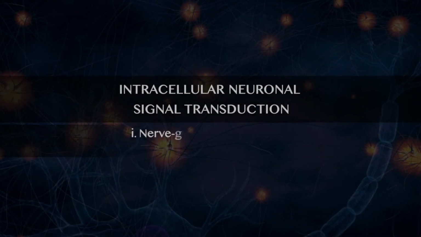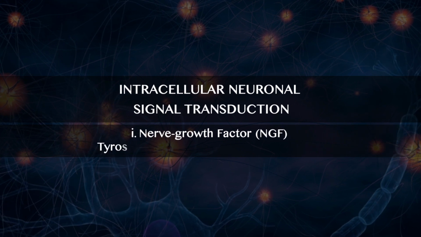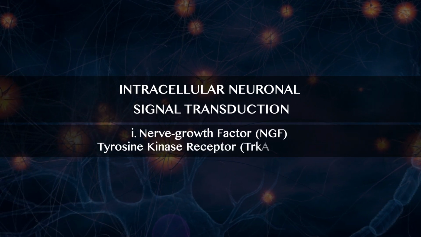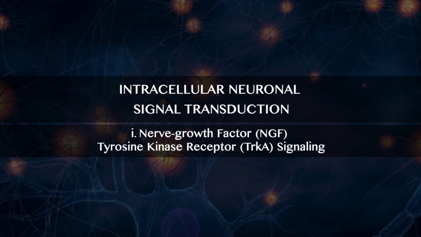Intracellular signal transduction in the nervous system generally occurs through three important signal transduction pathways, namely nerve growth factor or tyrosine kinase receptor signaling, long-term depression or LTD, and phosphorylation of tyrosine hydroxylase. First, let us take up nerve growth factor or tyrosine kinase receptor signaling.